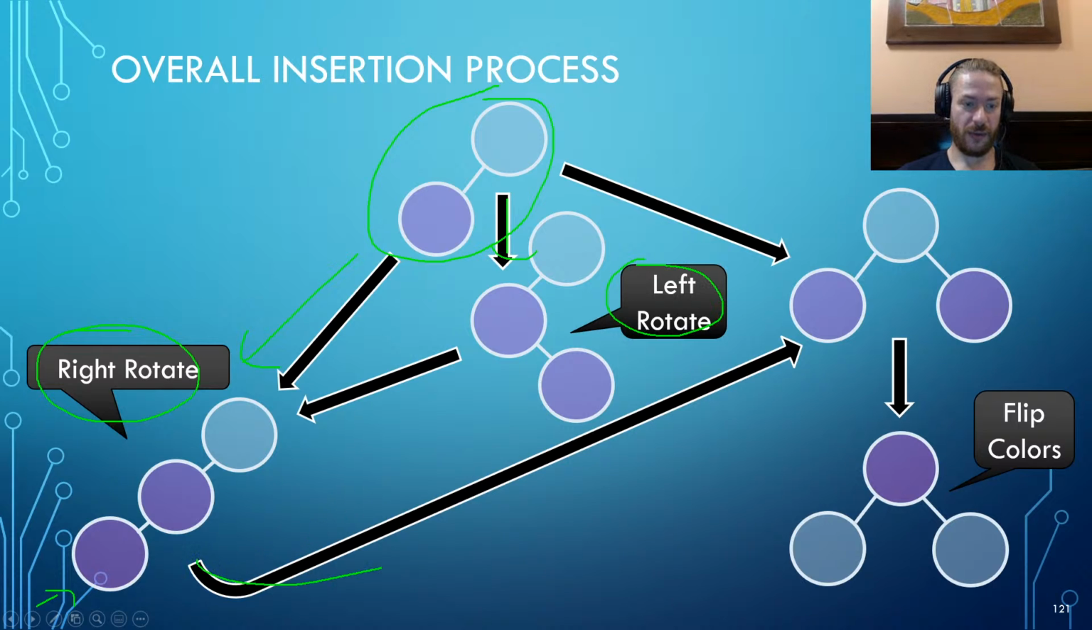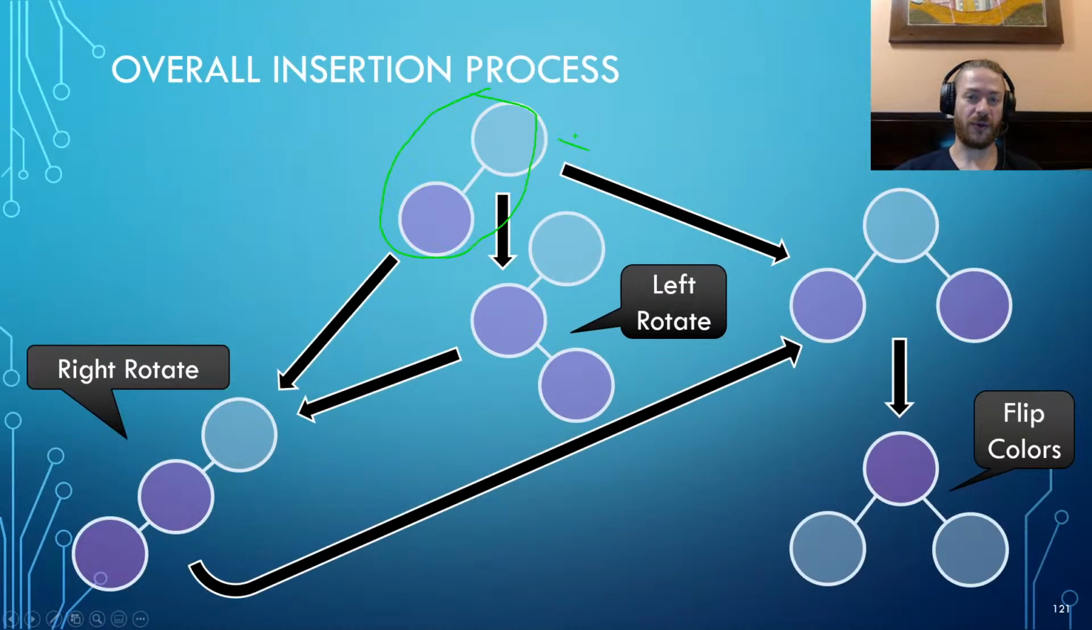When we go to here, we need to flip the colors, and if this is the root, make it black. This should be the algorithm in the implementation. So we start from here. If we need to add to the right, we go here. If we need to add to the left, we move here and flip the colors, and if we need to add to the right, we move here. This is the whole process.